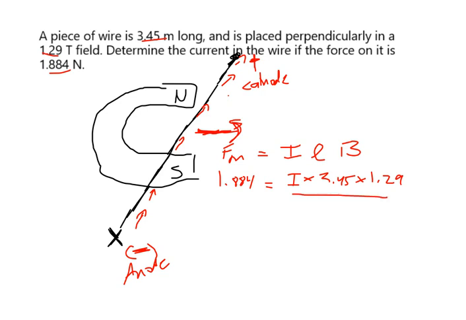So we just have to divide these out. So how much current would it take to make this length of wire in this magnetic field have that much force towards the right? 1.884 divided by 3.45 and 1.29. I got 0.42. I guess 3 sig digs, 0.423.